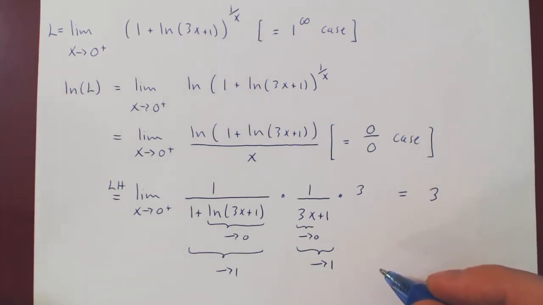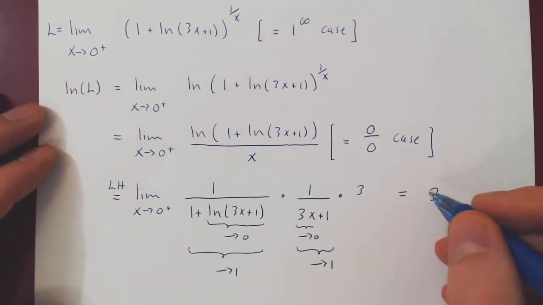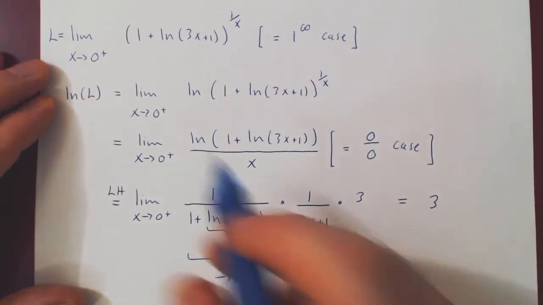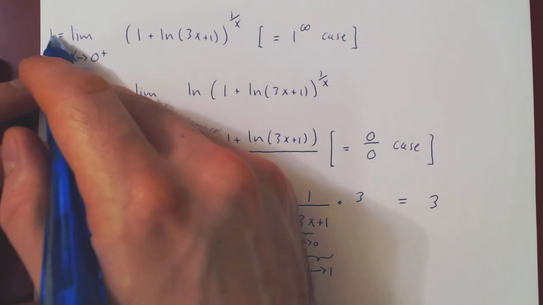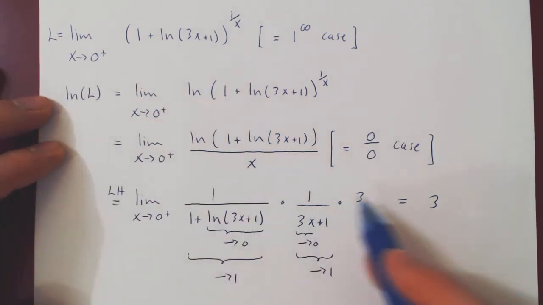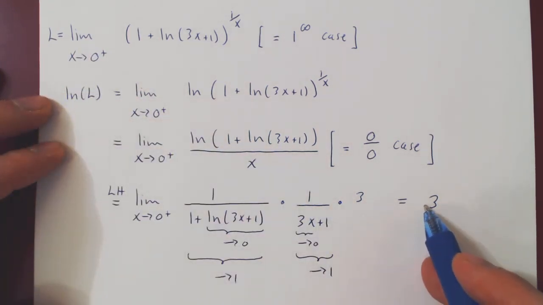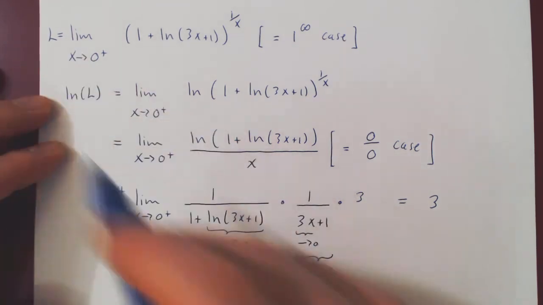And here's where you have to be careful. This is not the final answer. We were asked to find the limit, that is L, and what we have found instead is the ln of L being 3. So how do we then solve back for L?